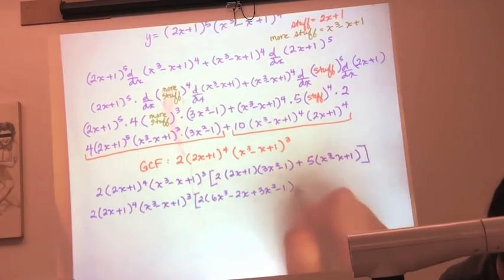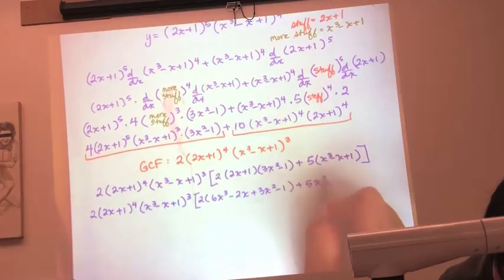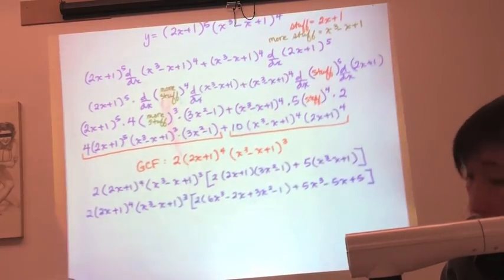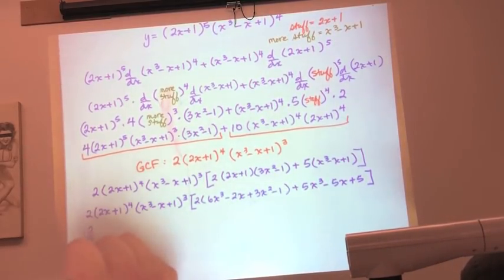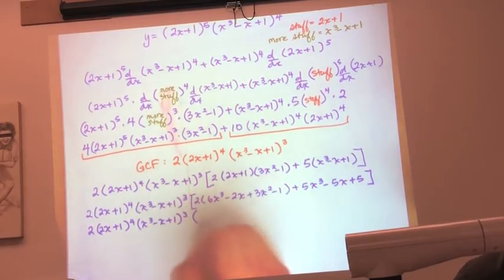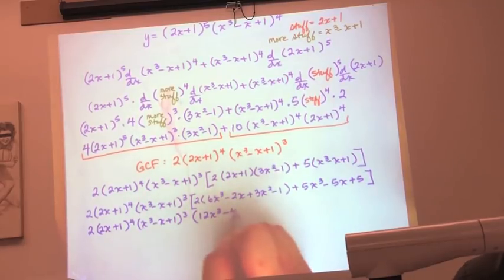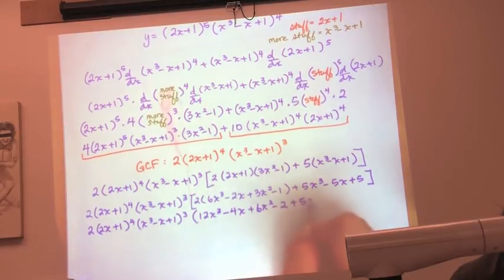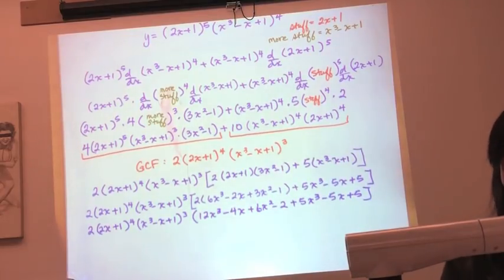And here I just need to distribute this 5, so I have 5x cubed minus 5x plus 5. I still need to simplify some more. Like I said, this starts to get really long. 2x plus 1 to the 4th power, x cubed minus x plus 1 to the 3rd power. And then I have 12x cubed minus 4x plus 6x squared minus 2 plus 5x cubed minus 5x plus 5. And then I want to simplify.